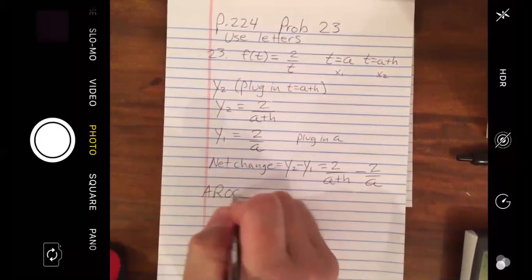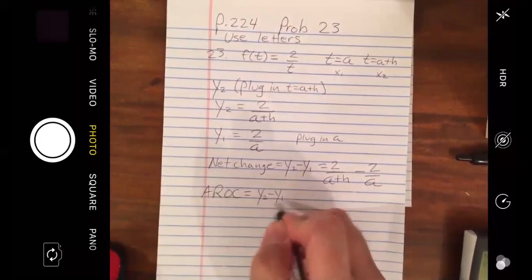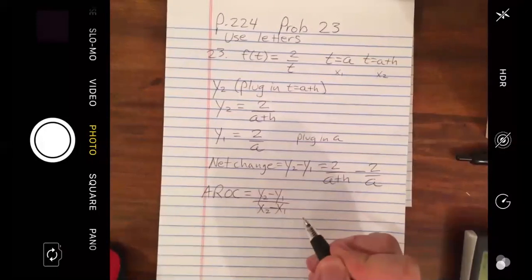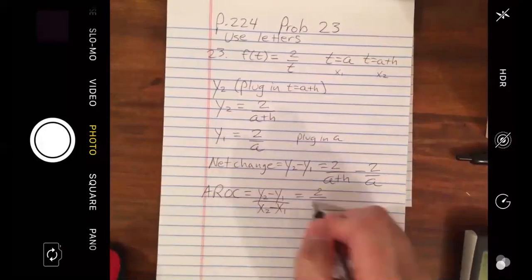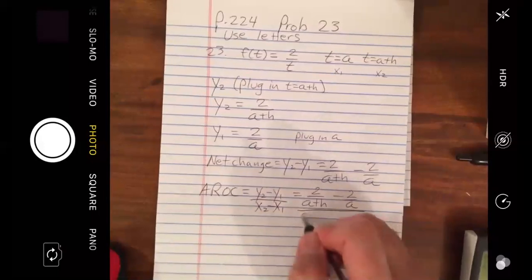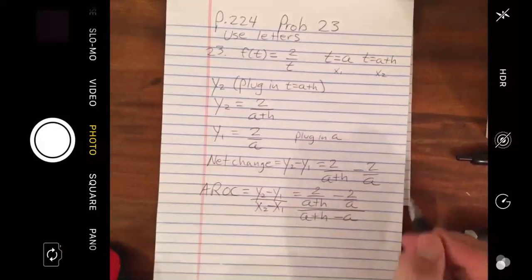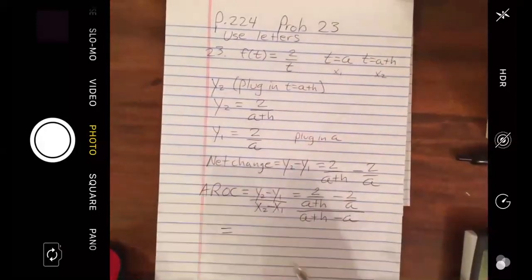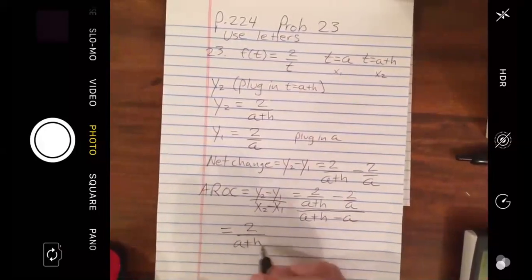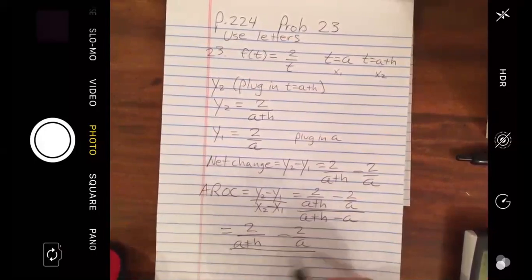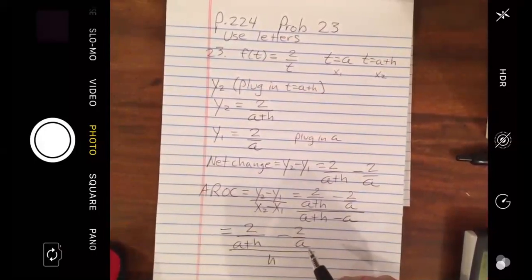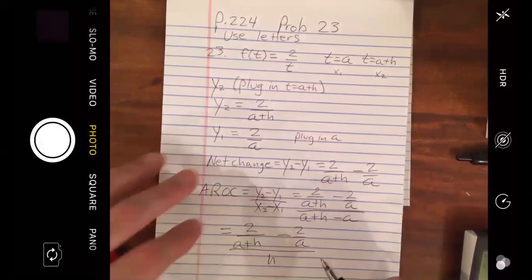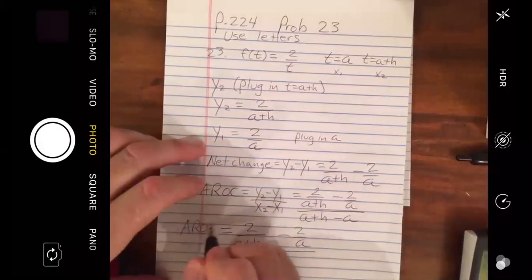Average rate of change, y2 minus y1 over x2 minus x1, 2 over a plus h minus 2 over a divided by a plus h minus a. See, I'm subtracting the two x values. That would give you 2 over a plus h minus 2 over a divided by h. That's probably not going to be the answer in the back of the book. So we should simplify.